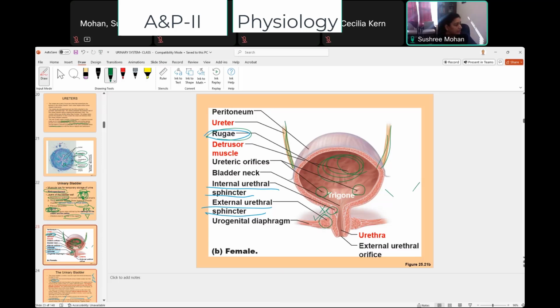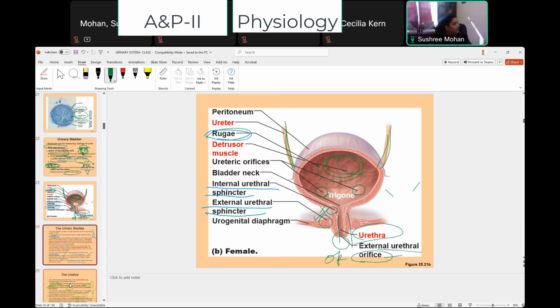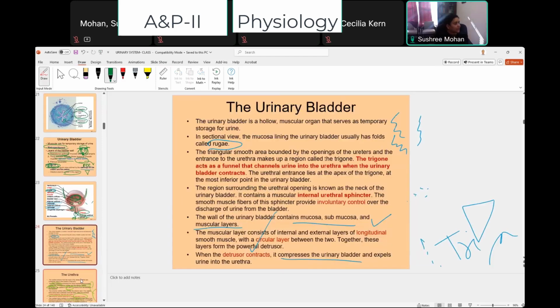Then finally, here's the urethra. Look at the spelling. And then the external urethral orifice. Orifice means opening, and the urine is flushed out. Okay, so whatever I explained, same thing: the trigone, the internal sphincter, which is involuntary, the wall layers, longitudinal muscle, circular, detrusor. Detrusor means to push the urine out. The detrusor contracts, so it compresses the bladder and expels the urine into the urethra.